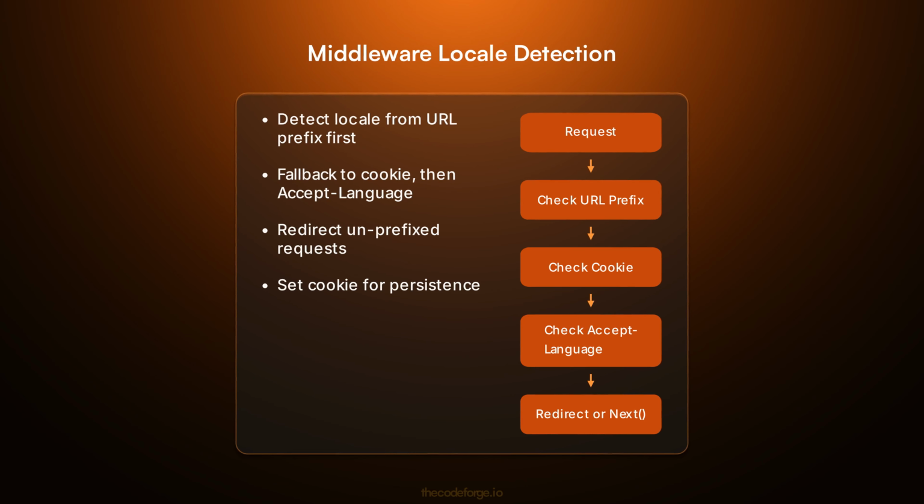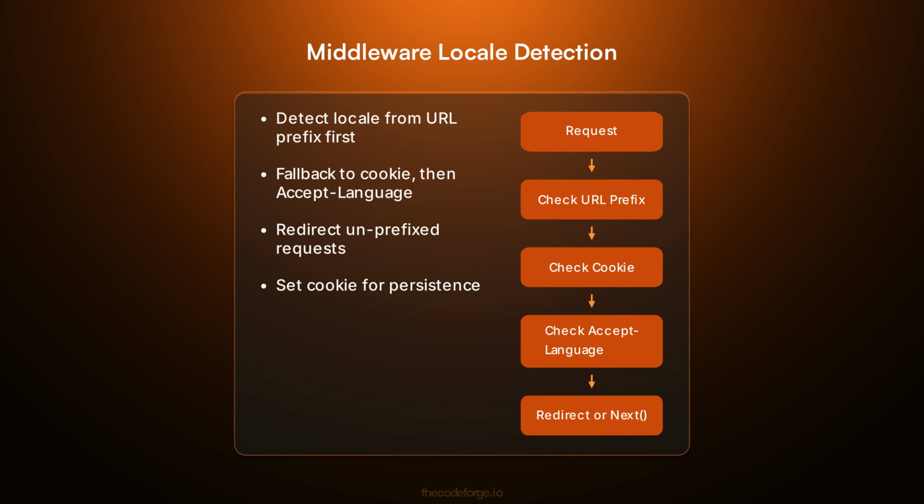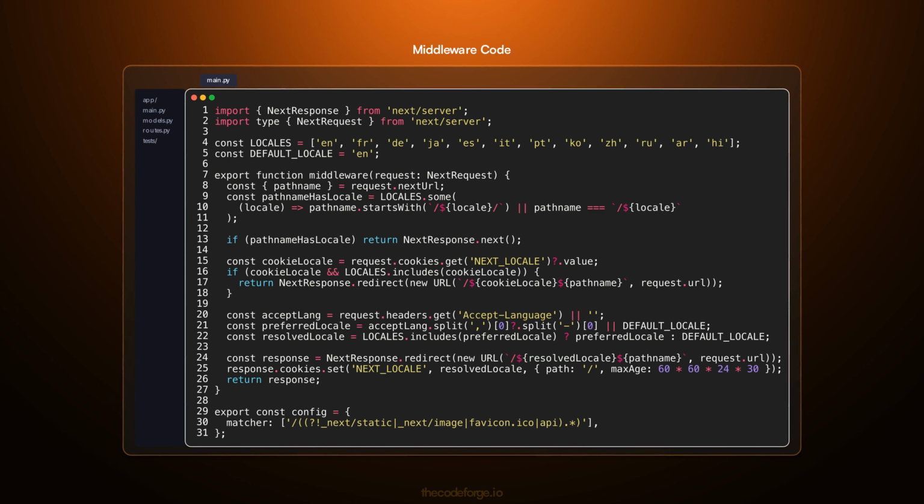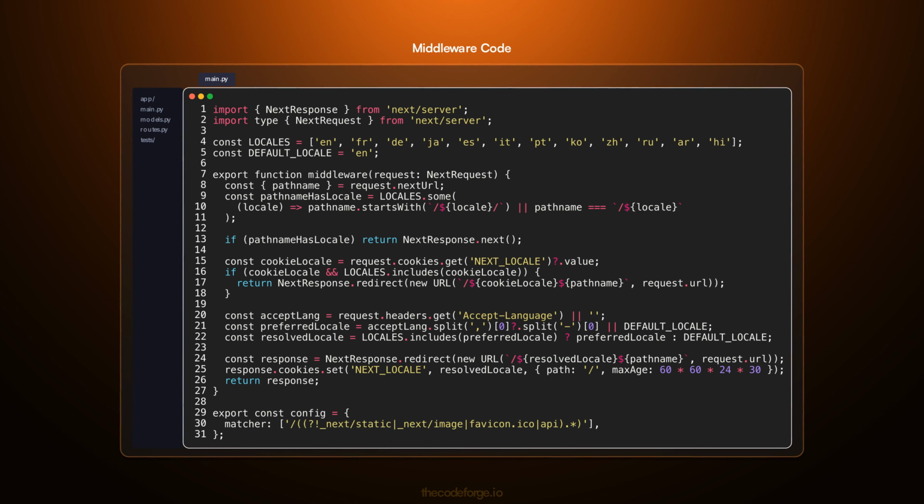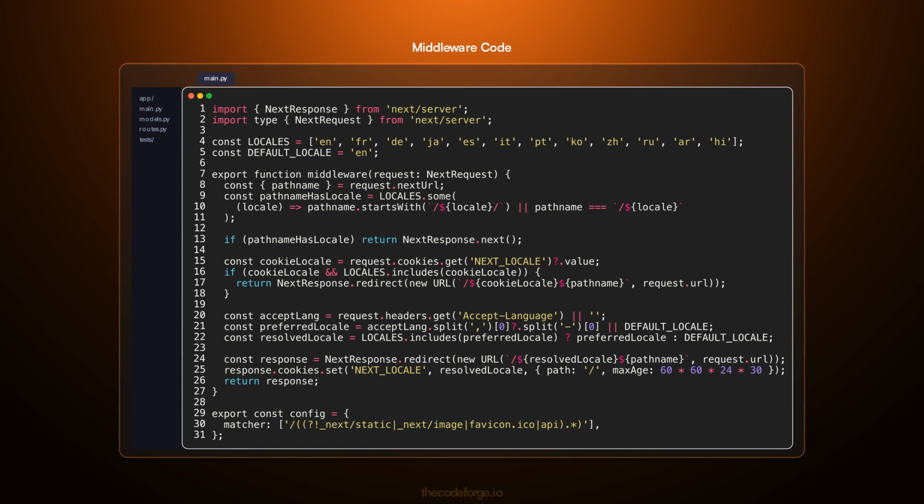The middleware is the first line of defense. It checks the URL for a locale prefix, then a cookie, then the accept-language header. If none match, it redirects to the default locale. This order is critical for SEO. Here's the middleware code. It checks if the path already has a locale prefix. If not, it looks for a cookie, then the accept-language header, and redirects accordingly. Notice the matcher excludes static assets.